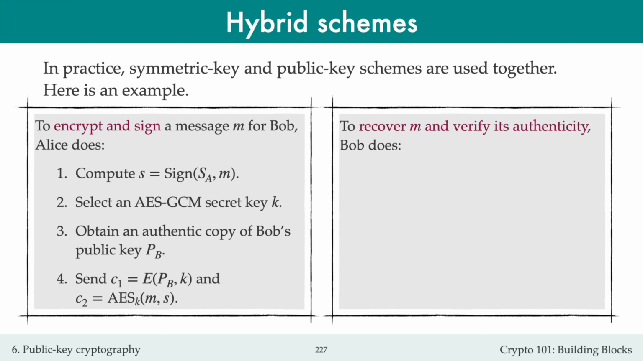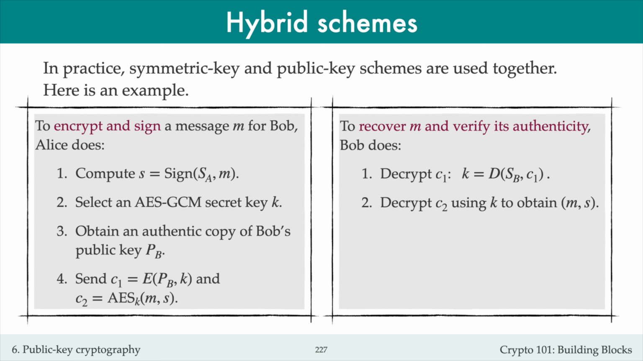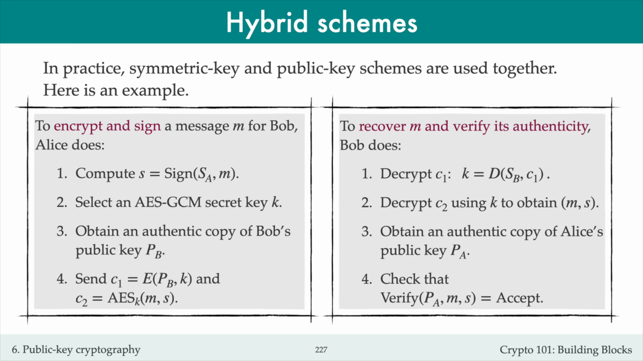To recover M and verify its authenticity, Bob does the following. He first uses his secret key SB to decrypt C1 to get the session key K. This is decryption for the public key encryption scheme. Bob then decrypts C2 using AES and the session key K to obtain the message and its signature. He obtains an authentic copy of Alice's public key PA and verifies the signed message using Alice's public key.